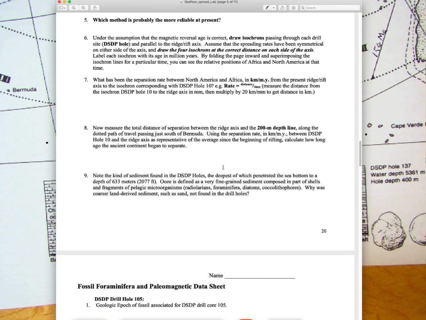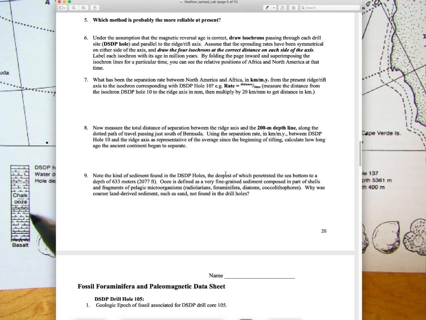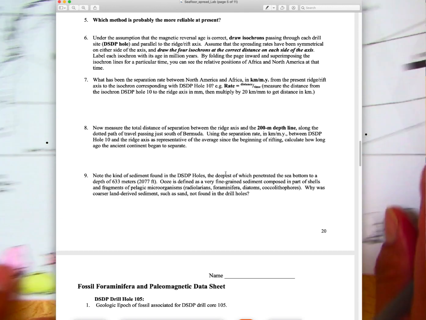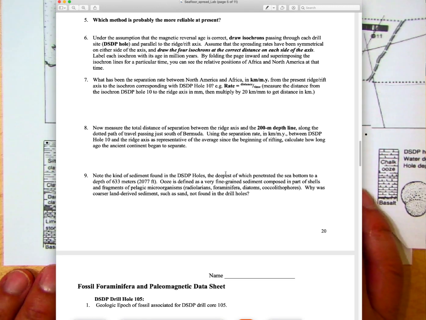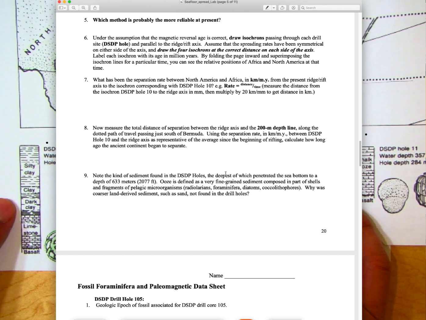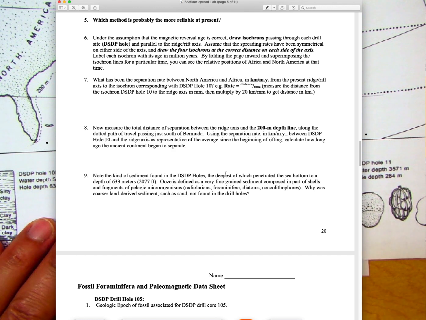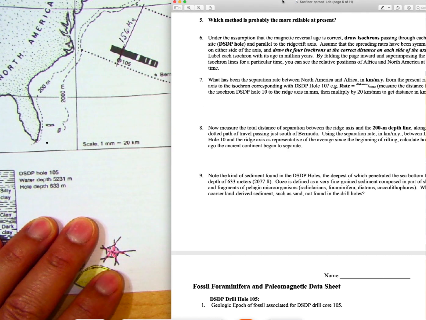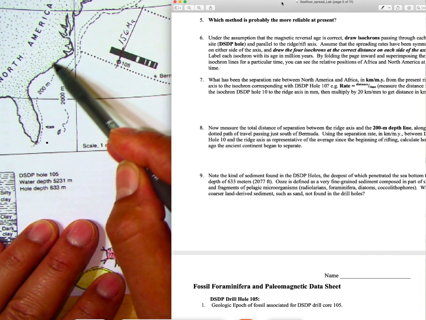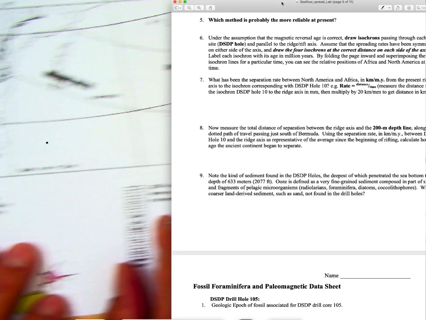And then the last question here: if we look at this sediment, there's no sand. And for hole 105, note also there's silty clay, dark clay, limestone, no sand. Why is there no sand? Well, if you think about where you find sand, sand is primarily found along the shorelines. It's too heavy to reach the deep ocean. So you want to answer that question to the effect of that.